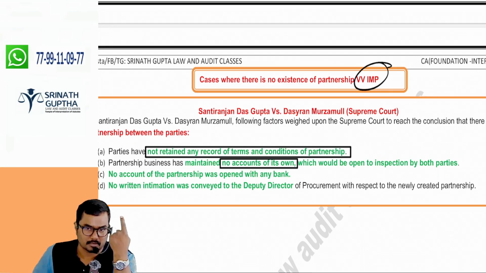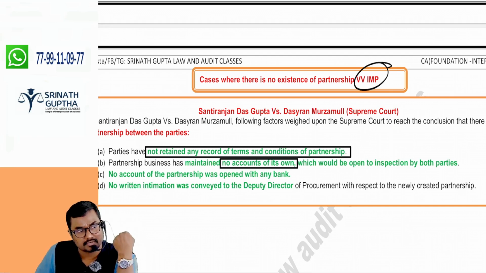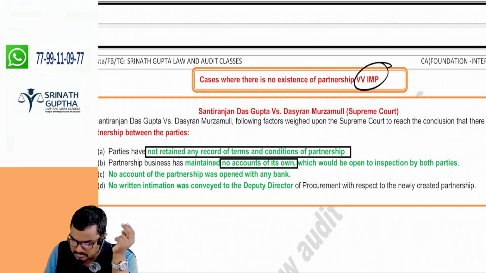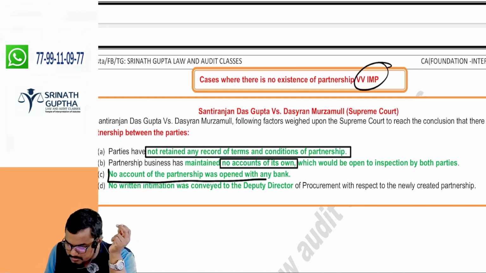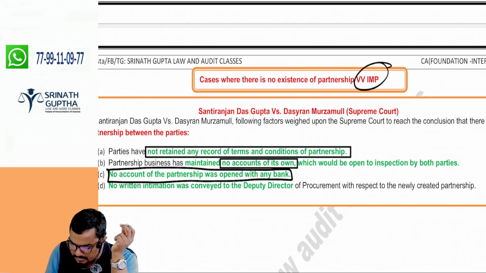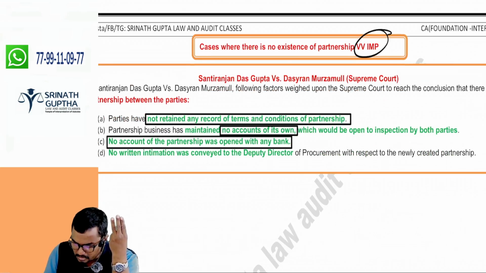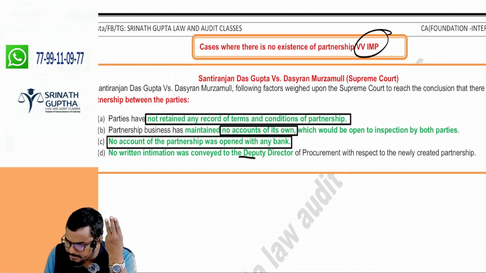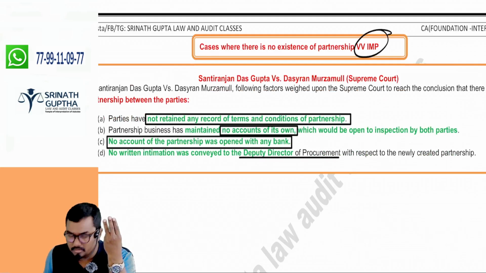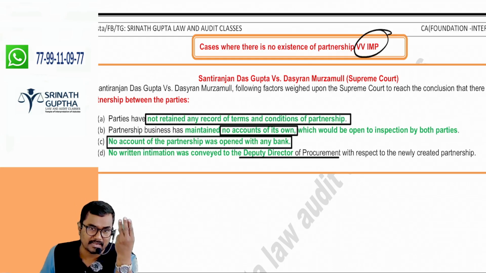Don't maintain terms of contract. That is, there is no partnership deed, no oral agreement, no written agreement, no books of accounts, and no account of partnership opened in the bank. In the firm name, no bank account is opened. Books are not there, agreement is not there, no joint bank account, and no written intimation is given to the Deputy General of Procurement. So the government was never informed regarding their joint business. So it is not a partnership.